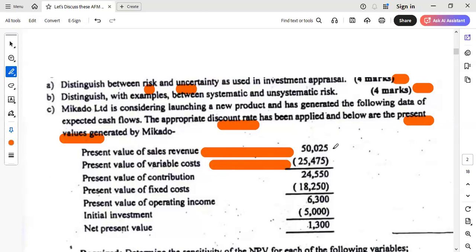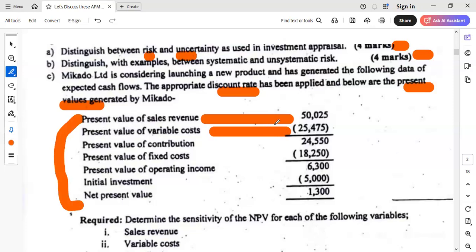This was really spoon feeding. I don't think that they can ask this again. But anyway, who knows? The examiner has helped you with all the information. Sometimes you find that you're the one to get these present values.